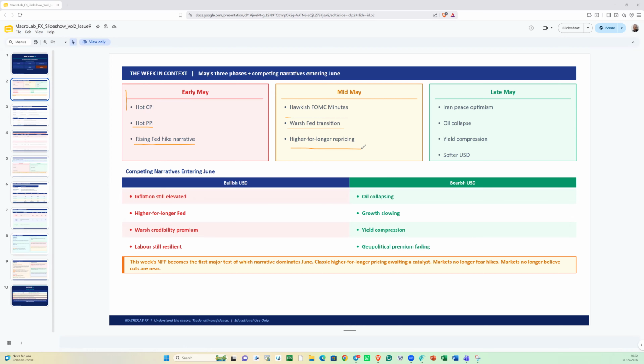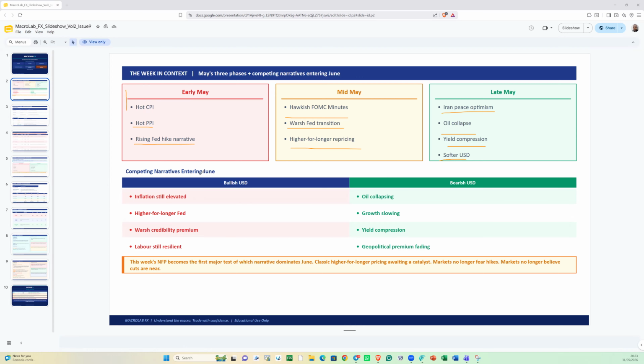Then in late May, at the end of the month, the Iran peace talks started coming into the market. Oil collapsed a little bit, yields compressed, and a softer USD started coming in. If you look at it holistically, you can see how the market transitioned from early May to late May, based on the fundamental data and geopolitical reasoning happening in the market.